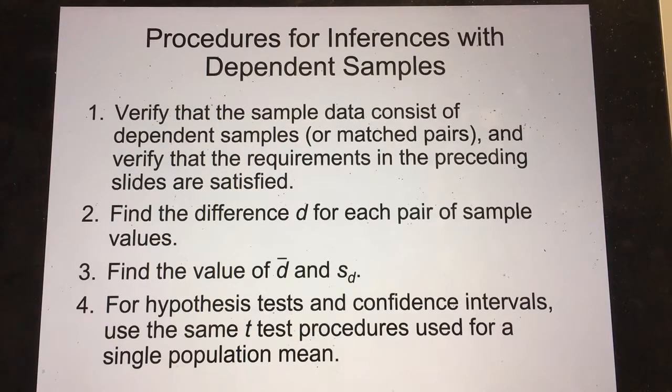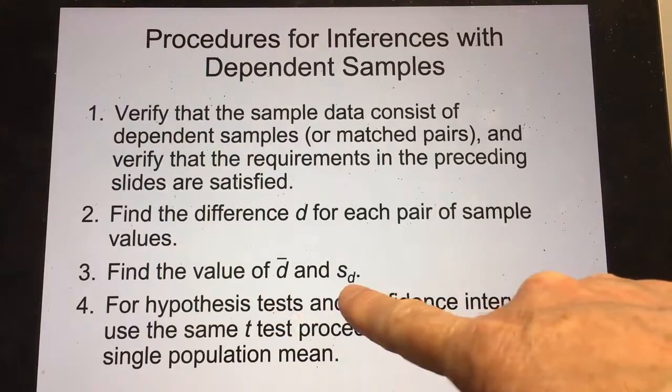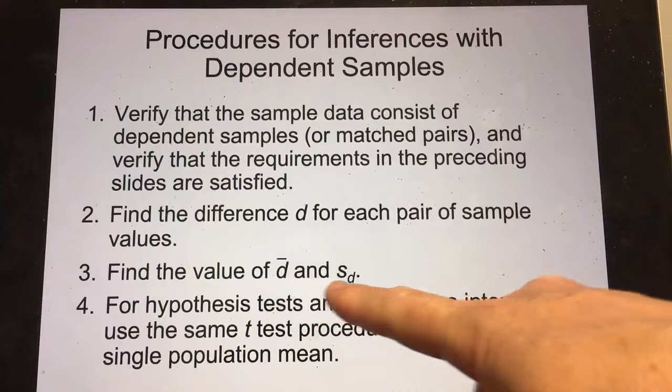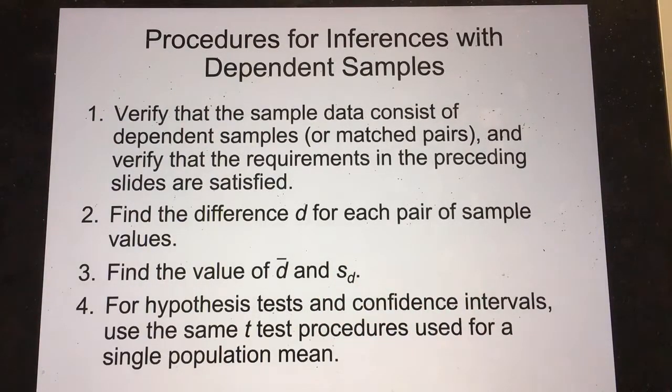For hypothesis tests and confidence intervals, use the same t-test procedures used for a single population mean. So it's been a while. It does look like we're going to have to find these, but I think we're going to be able to find these using our one variable stats.